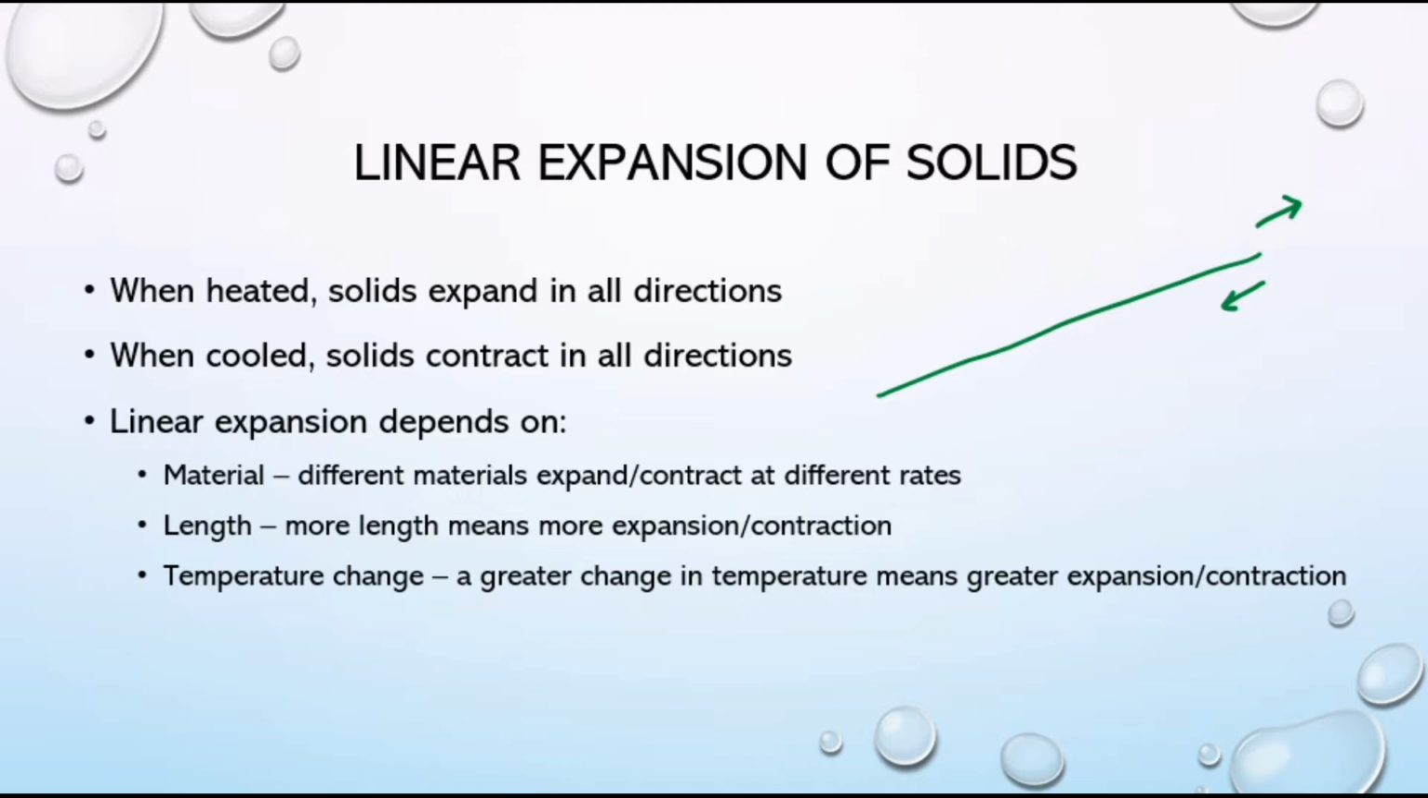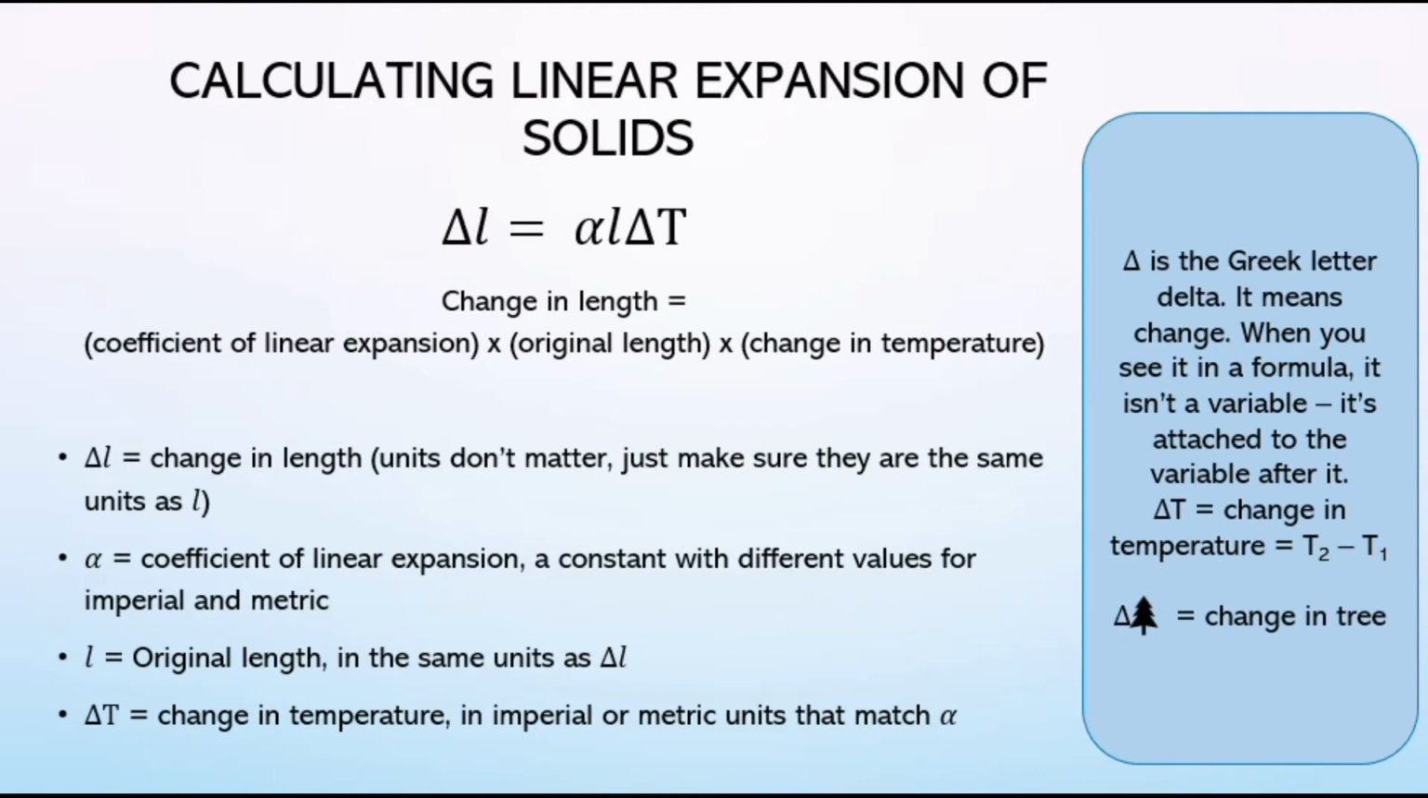What does it depend on? What the object is made of. Copper has a different expansion rate than glass. Your original length: the more length you start with, the more expansion or contraction you're going to get. And of course, your temperature change. If you have a bigger difference between your starting and finishing temperature, you're going to have a bigger expansion or contraction. So let's learn the formula.